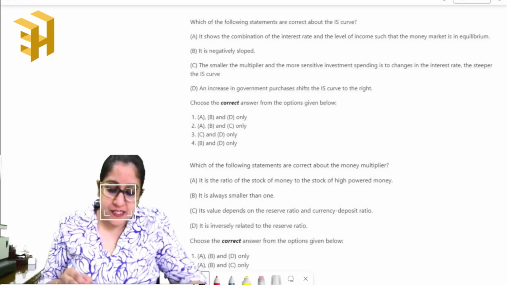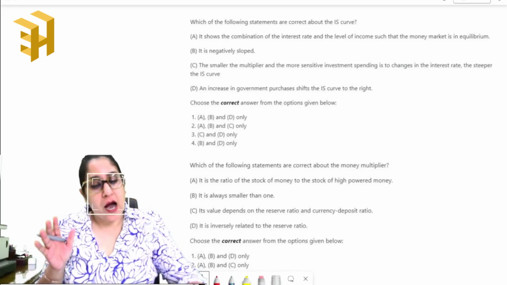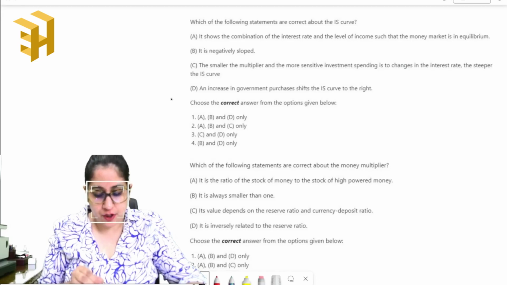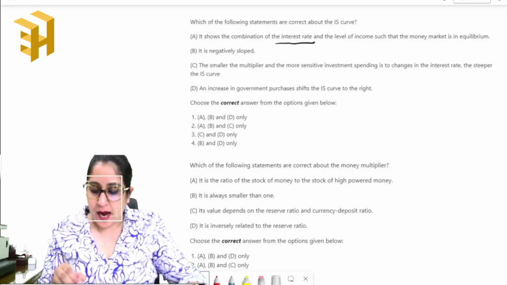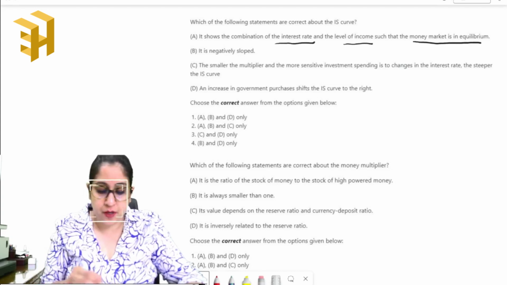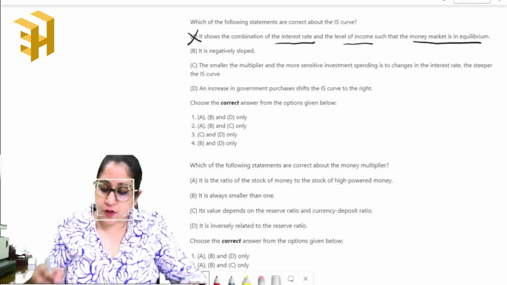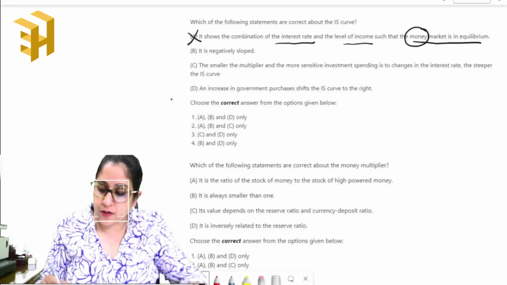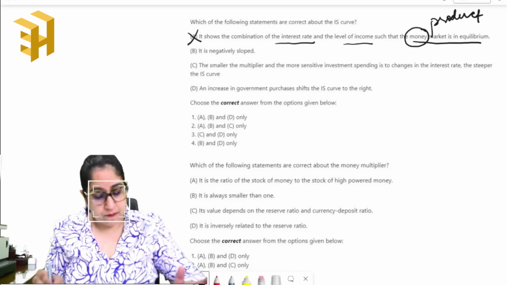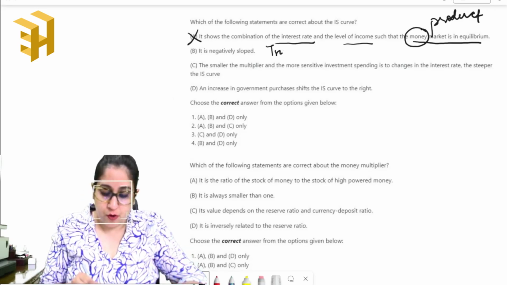Which of the following statements are correct about the IS curve? First is that it shows the combination of interest rate and level of income such that the money market is in equilibrium. No, this statement is wrong because the IS curve determines the product market equilibrium. Okay. Second, it is negatively sloped. So this is true. Right.